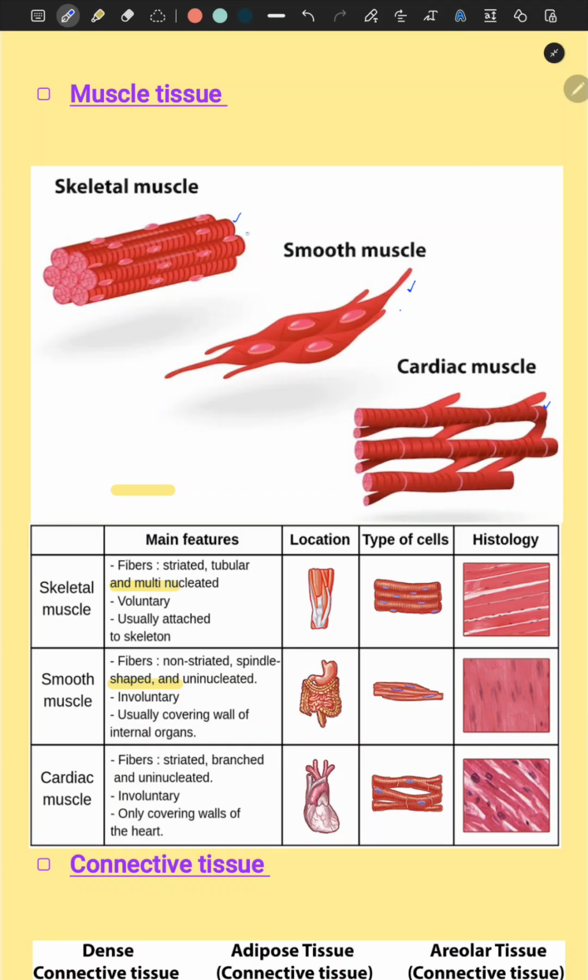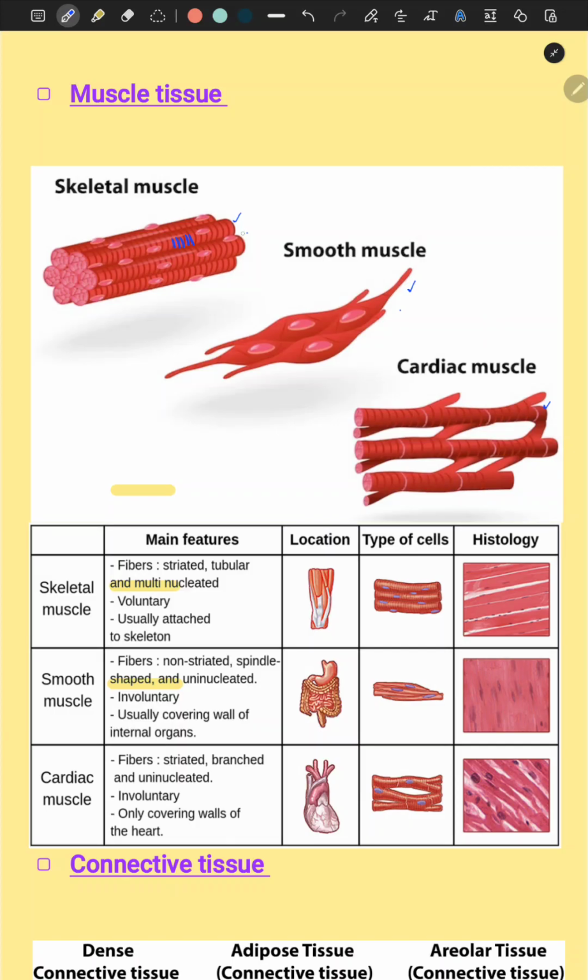Skeletal muscles are multinucleated. Smooth muscles are uninucleated. Cardiac muscles are uninucleated. And in skeletal muscles, you can see striations. These vertical lines are called striations. The smooth muscles don't have striations, but cardiac muscle also has striations.